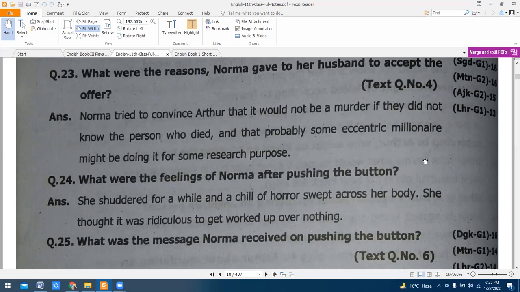Again, repeating the question, what were the feelings of Norma after pushing the button? She shuddered for a while, and a chill of horror swept across her body. She thought it was ridiculous to get worked up over nothing.